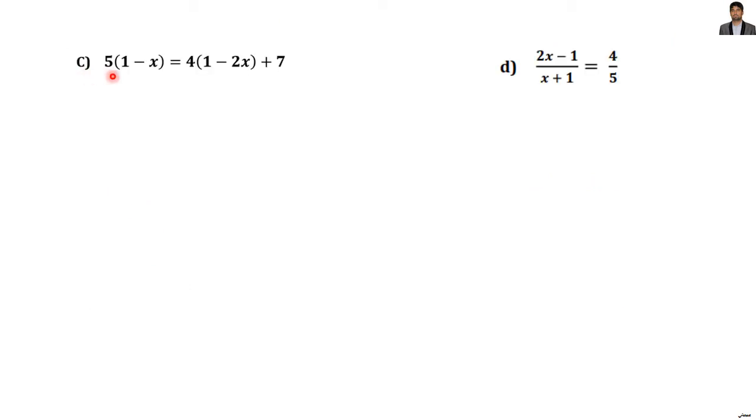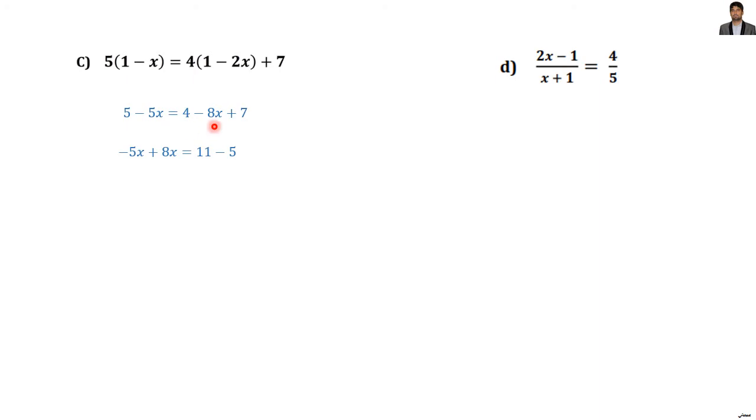Part C. 5(1 - x) = 4(1 - 2x) + 7. So we will use the distributive property here. 5 into 1, 5. 5 into -x, -5x, equals 4 into 1, 4. 4 into -2x, -8x, plus 7 as it is.